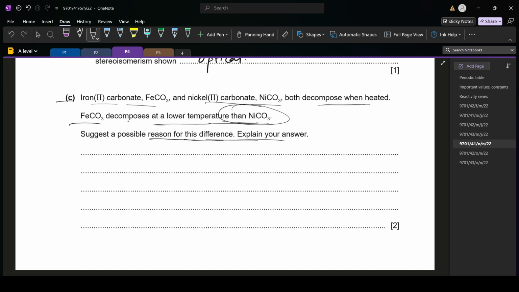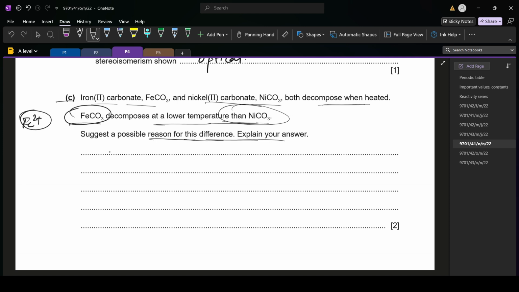The reason why iron(II) carbonate decomposes at a lower temperature is that this iron ion could be smaller. When the cation is smaller, there is more polarization of the anion, so the bond is weakened. So it is possible that iron is smaller or nickel is bigger. You can write any of this.